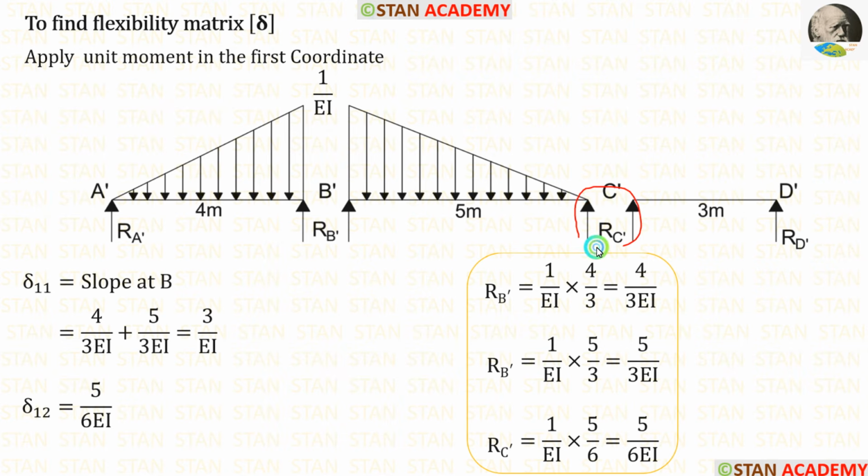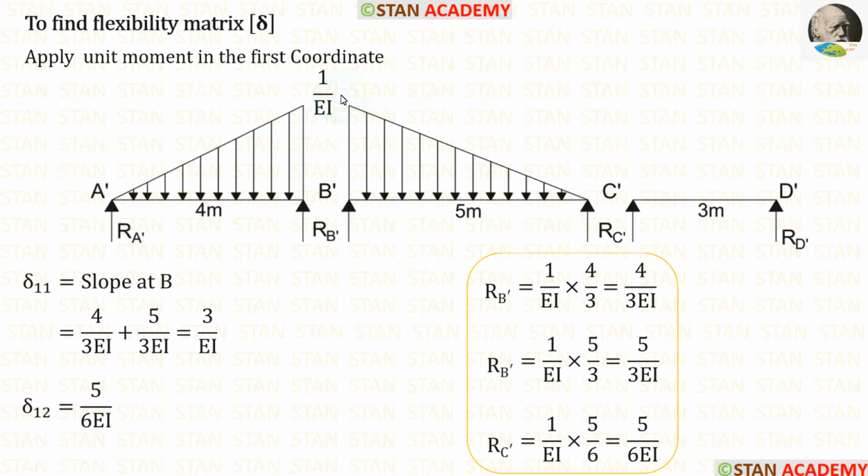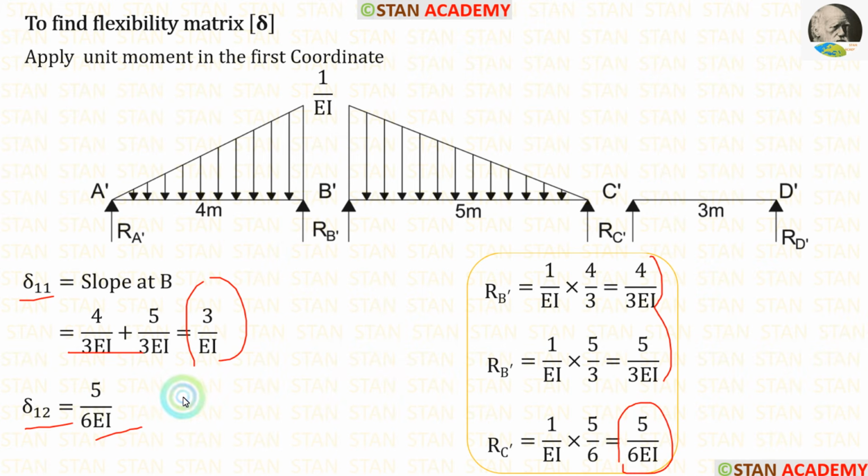Now let us calculate RC dash in the beam B dash C dash. The formula is WL upon 6. Here W is 1 upon EI, L is 5. When we apply inside the formula, we are getting 5 upon 6 EI. For delta 11, we have to add these two values. After adding, we are getting 3 upon EI. For delta 12, we have to apply RC dash, which is equal to 5 upon 6 EI.